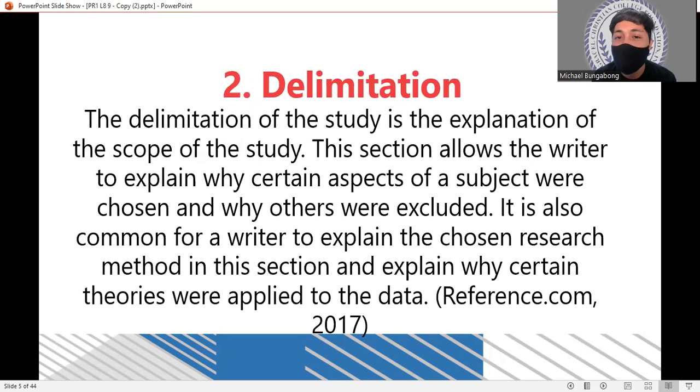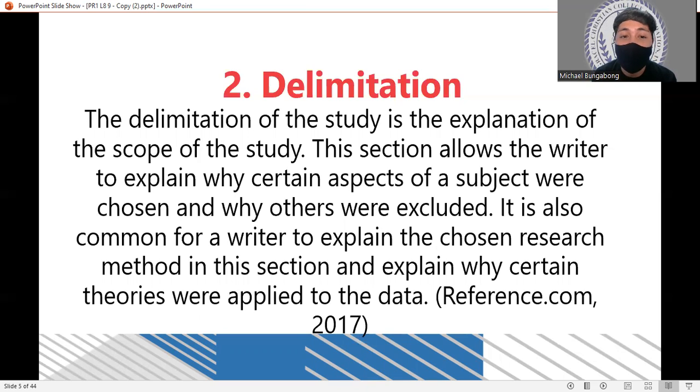Now let's talk about the limitation, class. The delimitation of the study is the explanation of the scope of the study. So this is the time where you explain that situation. Aside from showing the variables that you have, this is the time where you explain the functions of those, no? And explaining the reason behind.